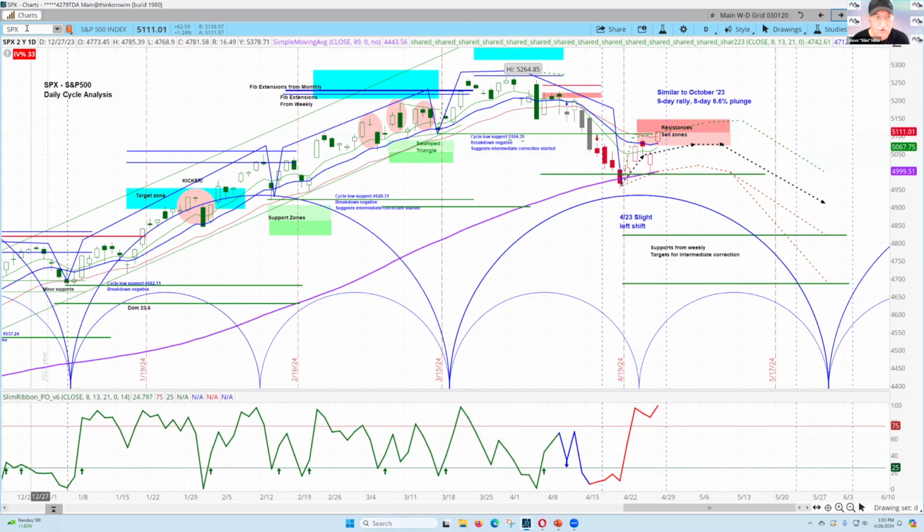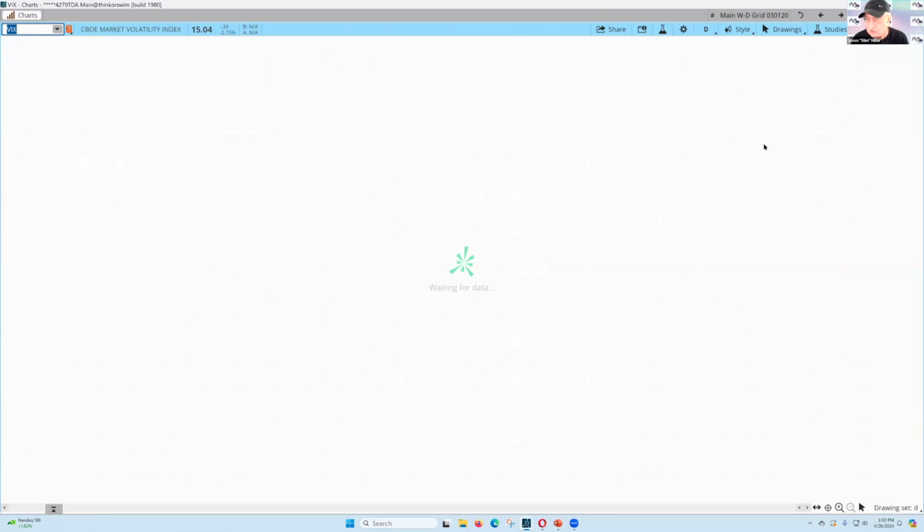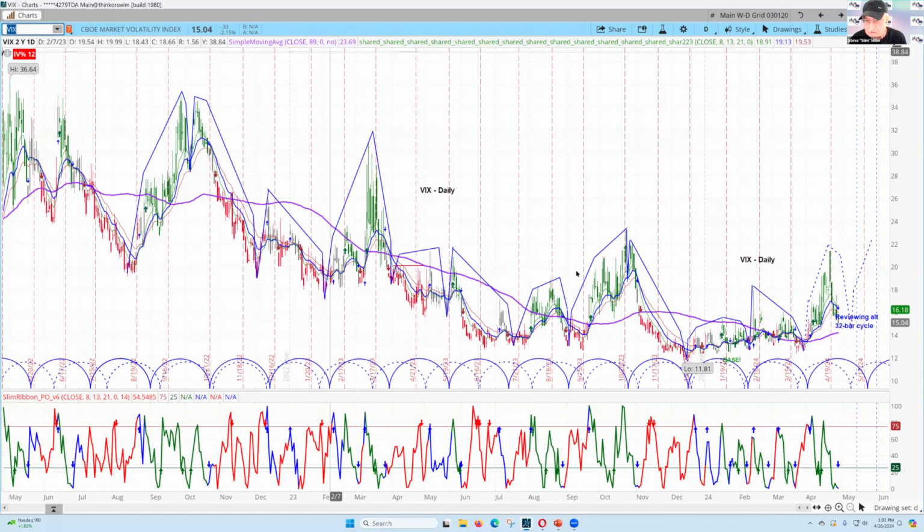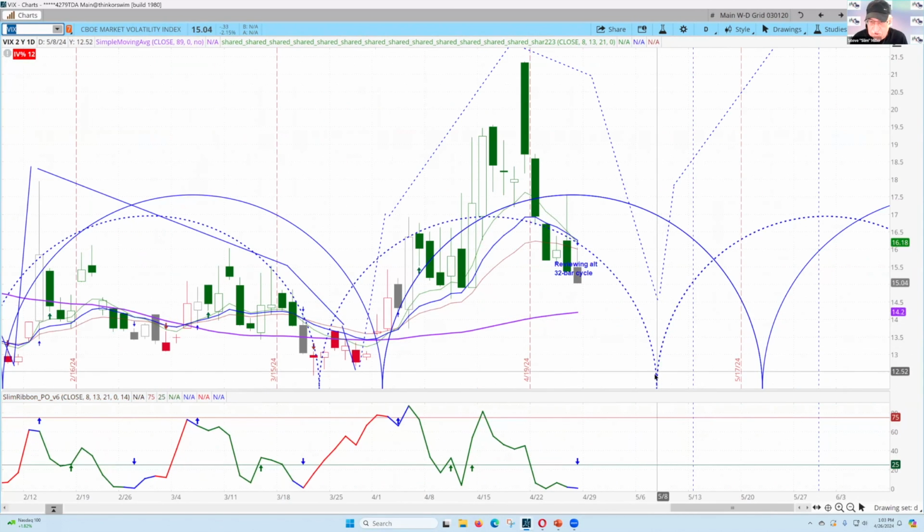And I'm just going to switch over to the VIX really quickly here on the daily chart, which RV very astutely said that there's a little shorter cycle right over here that we're looking at. And we're reviewing that 34-bar cycle, and that has about another week before that makes the bottom. And this one over here would be, if that was the dominant, would be about 2 weeks away.